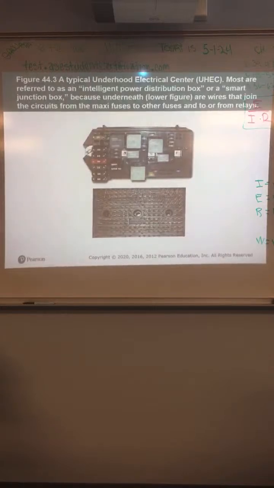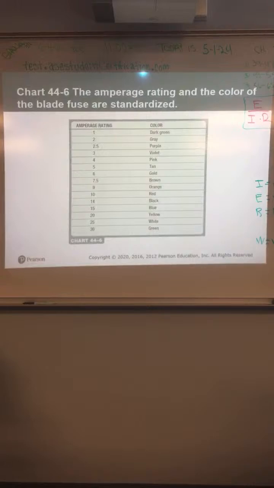This Underhood Electrical Center, we've seen those before. There's one on the table. I believe there's going to be a question on the test about, let's see.